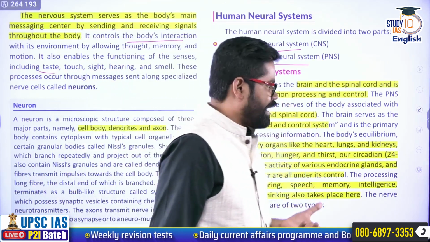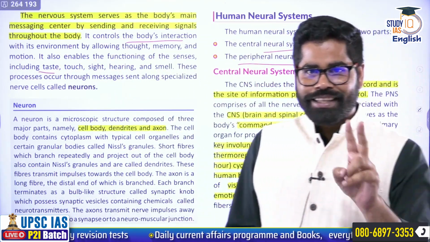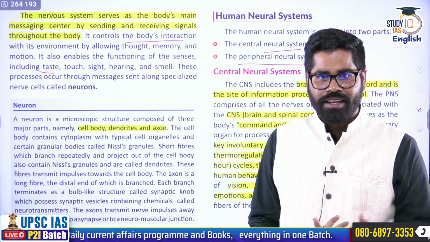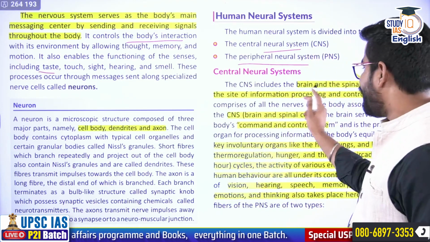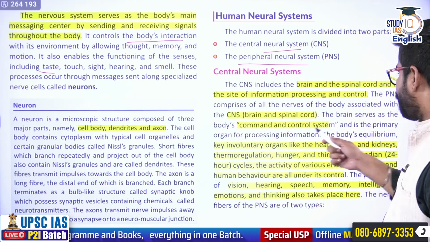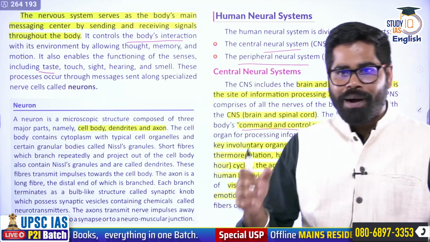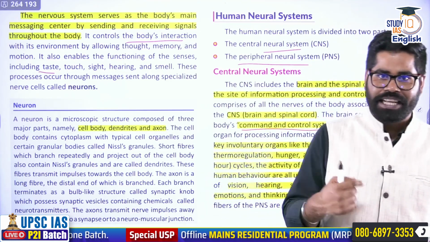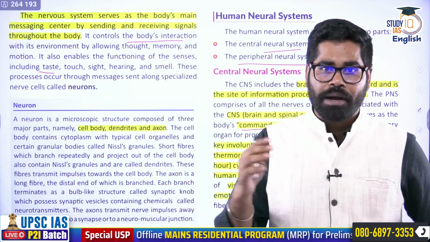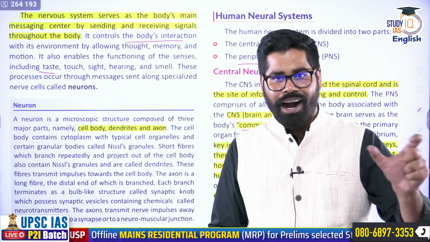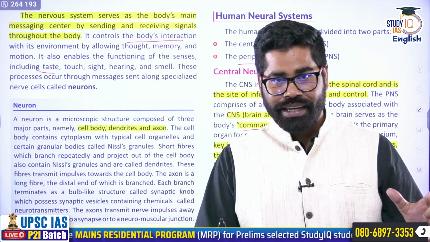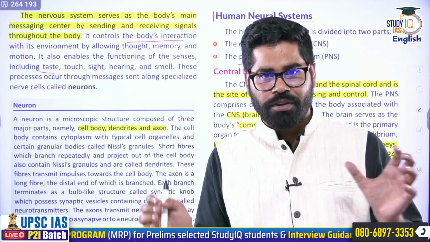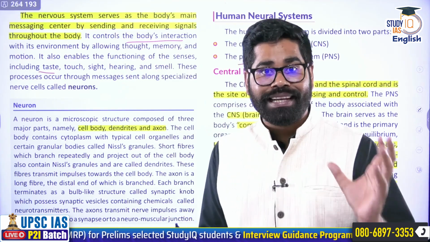In the CNS, I told you there are two important parts: one is the brain, and the second is the spinal cord. Now, this brain has been called the command and control system of the entire body. Each and everything which is happening in the body is under the control and command of the brain. Even when your heart is beating, of course we don't have control over it, but our brain has control over it.